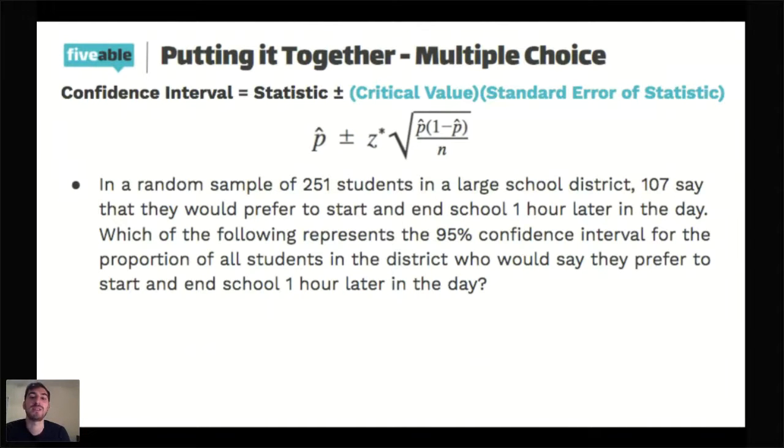Which of the following represents a 95% confidence interval for the proportion of all students in the district who would say they prefer to start and end school 1 hour later in the day? And then they give you a bunch of answers like this.